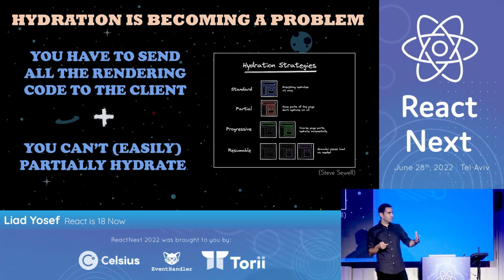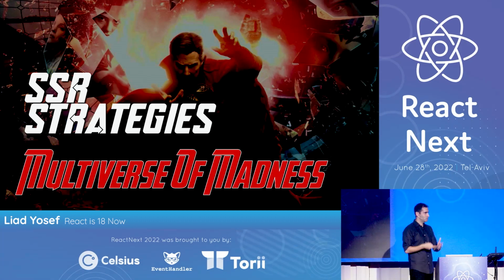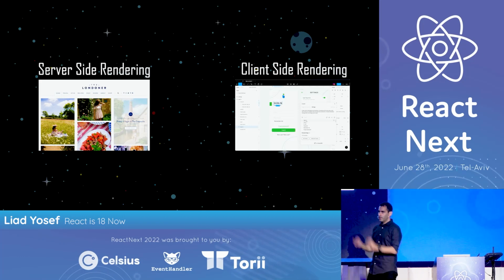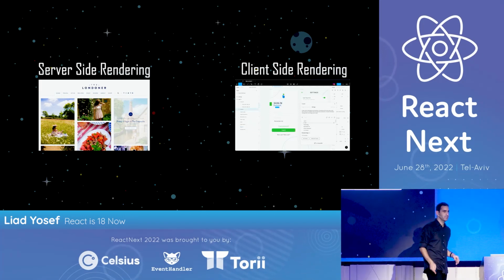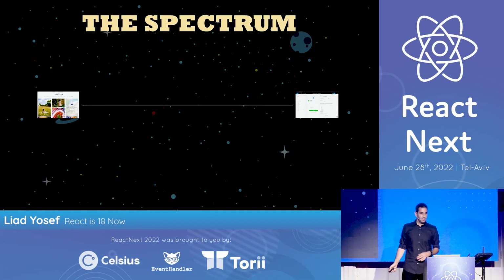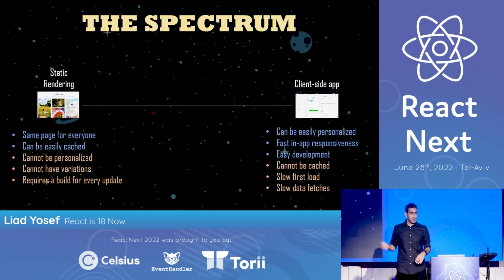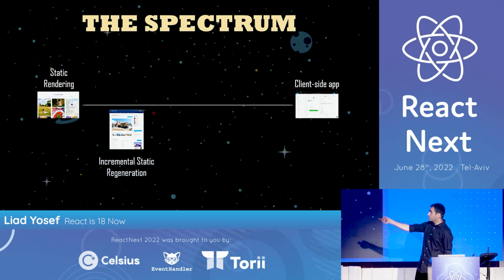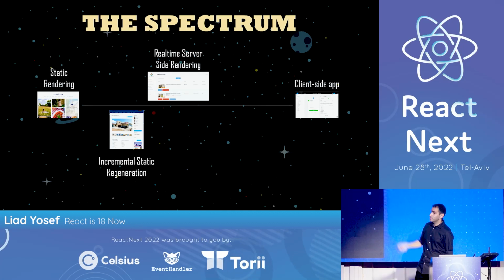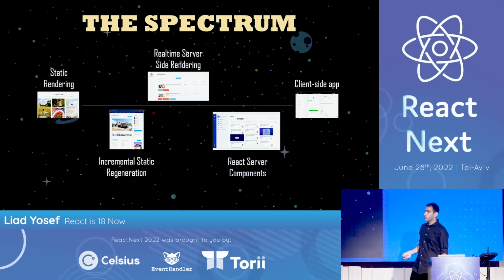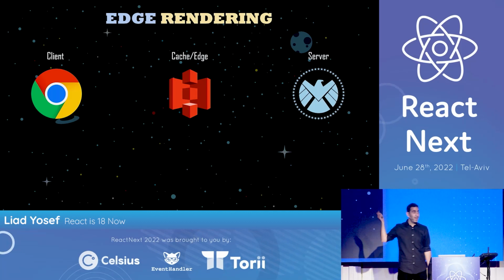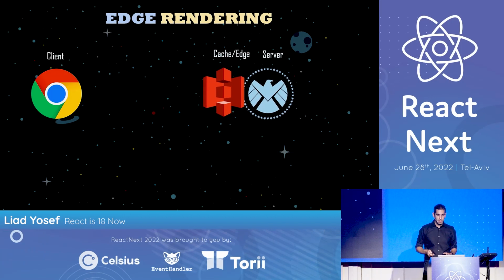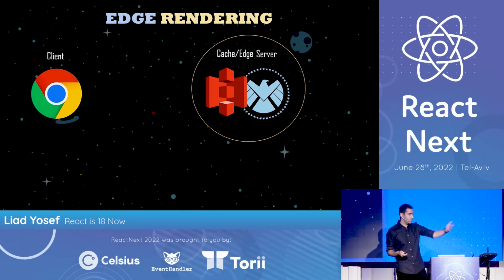Because when you think about SSR, about how we can do SSR, it's not just server-side rendering and client-side rendering. We used to think of this dichotomy, but it's a spectrum, right? You have static rendering and client-side apps, but in the middle, you might have incremental static regeneration and real-time server-side rendering and React server components. There's a spectrum there, and now we have edge rendering, which is using not just the server, but also an edge network, right, in order to serve or stream things to the client.